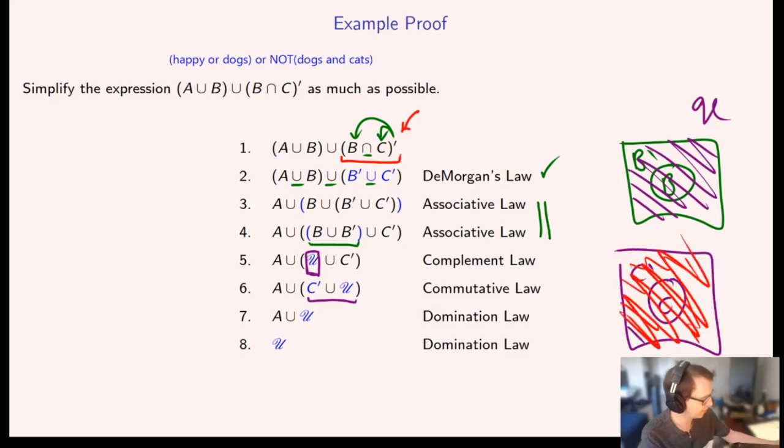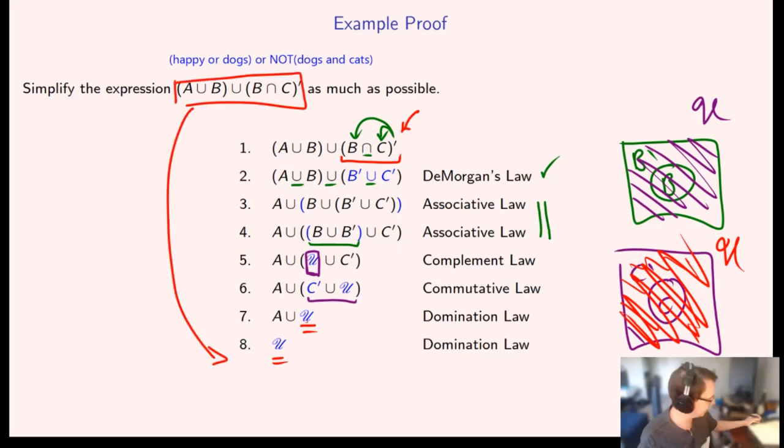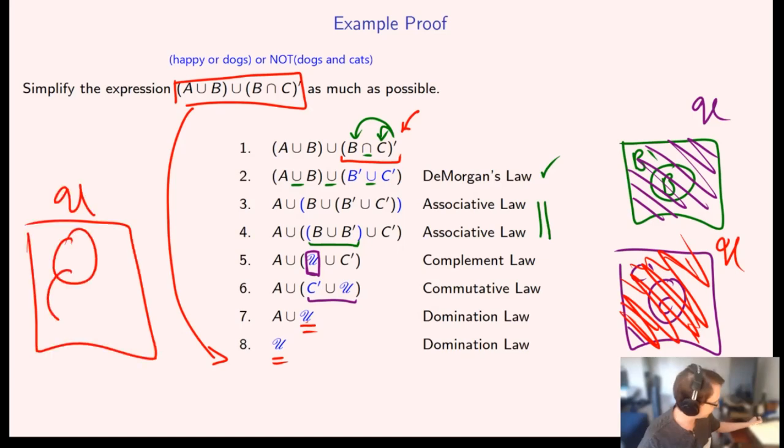Or everything in the universe? Well, I get everything in the universe. So once again, I make that replacement with the domination law and I get A or universe. I end up with the universe again. So I got really lucky in this proof because I ended up with a case where this entire complex set right here is really just the same thing as the entire universe.